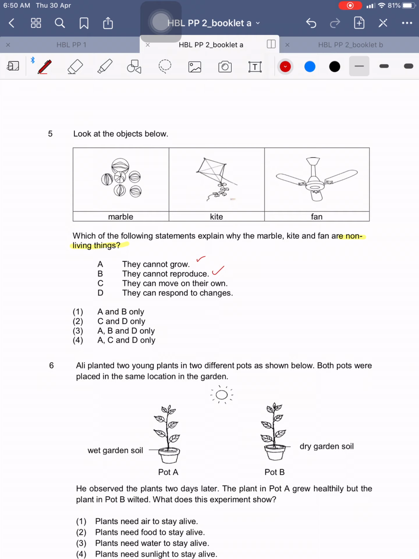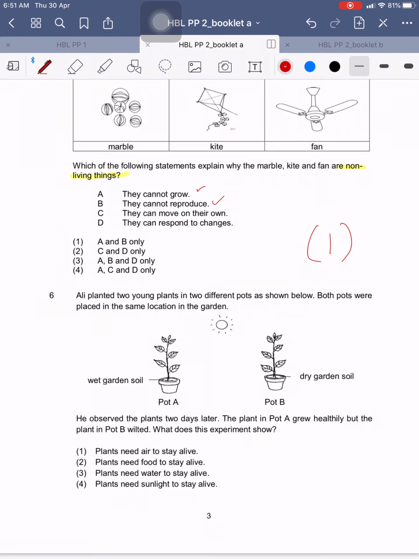Alright, so for point C and point D, they are not so important because like a fan, it can move if you turn on the switch. And they also show that they can respond to changes. Okay, so the key thing is non-living things cannot grow and they cannot reproduce. So option 1 will be correct.